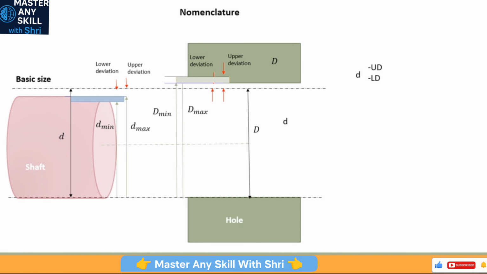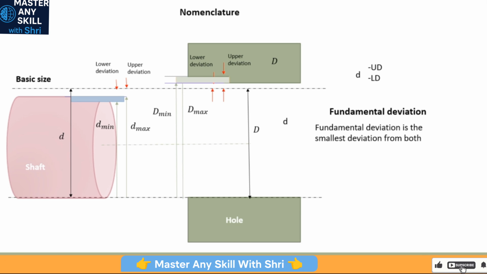So if we are writing the specification for the diameter of the shaft, it will look like this. Small d is the basic size, and the upper limit and lower limit are defined by minus UD and minus LD. So small d minus UD will give us d max, and small d minus the lower deviation will give us d min. When you use this to calculate the limits, we get d min and d max, and this will define the specification of the shaft. Similarly for the hole as well: capital D minus UD of hole and minus LD of hole. Minus UD will come above.